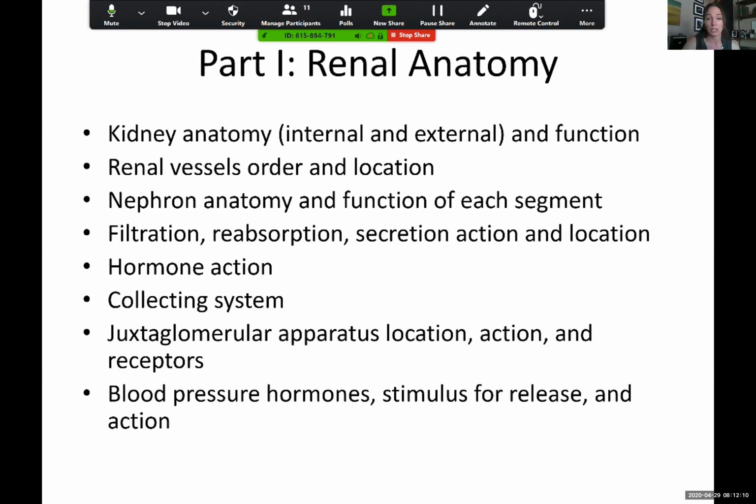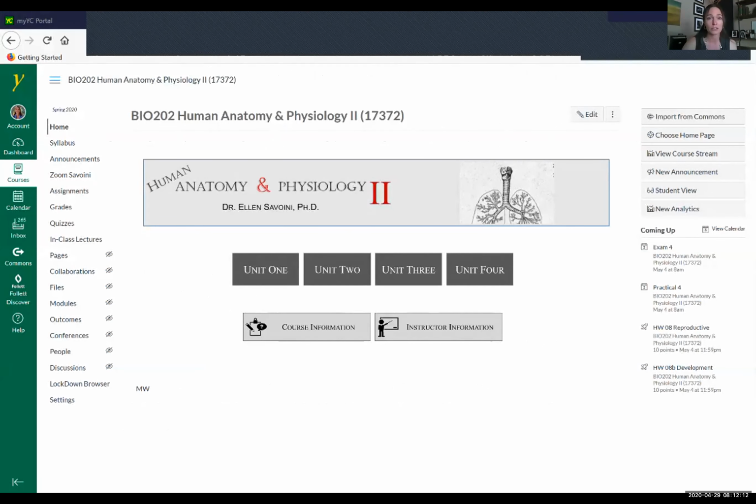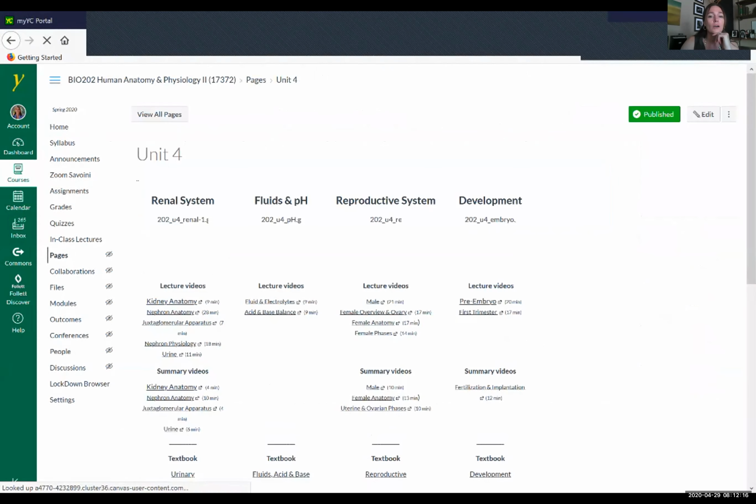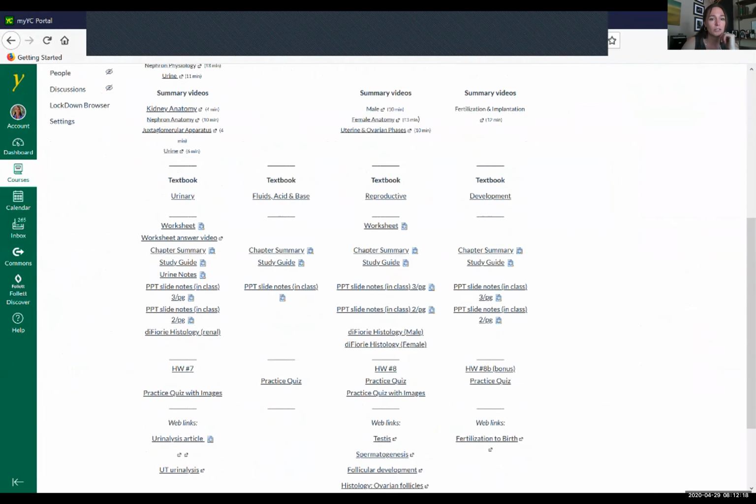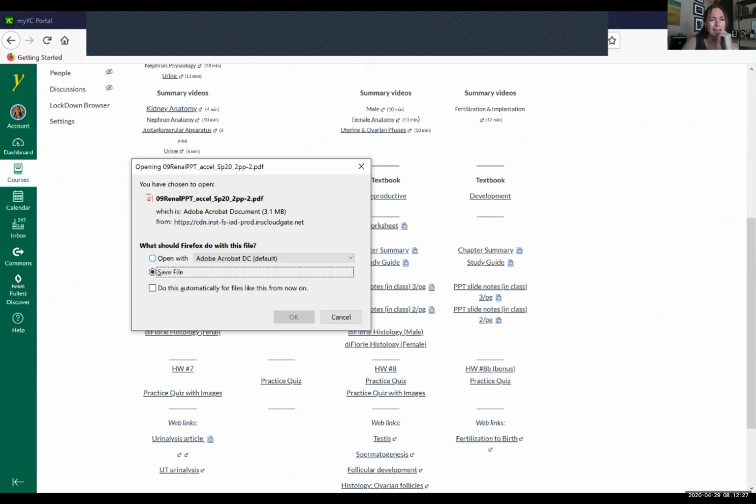And let me go to our website. Okay, and then I better look, because if it's not there, then I'll make sure it's there. So here we should be at our Canvas page. If I hit Unit 4, we should go here to, well, we could just do the PowerPoint notes for in class. Also should be the study guide too.